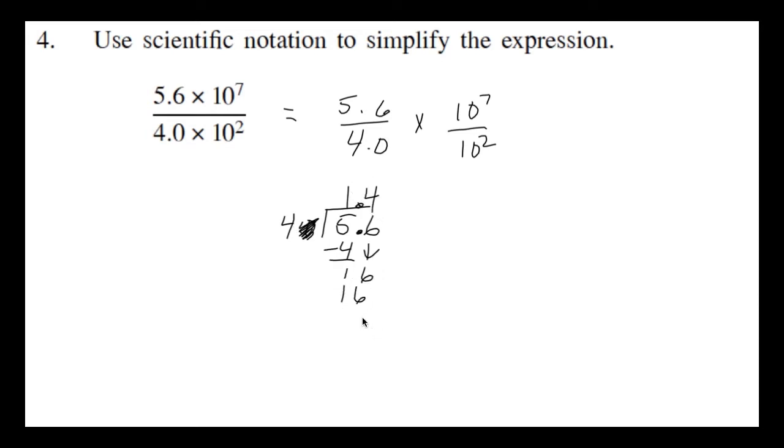So 1.4. Is that 1.4 ready for scientific notation? Yes, it is. Then when we do division of powers, we subtract the exponents, top minus bottom. So that's going to be 10 to the fifth. So our new answer is 1.4 times 10 to the fifth. And double check that that's in scientific notation, which it is.